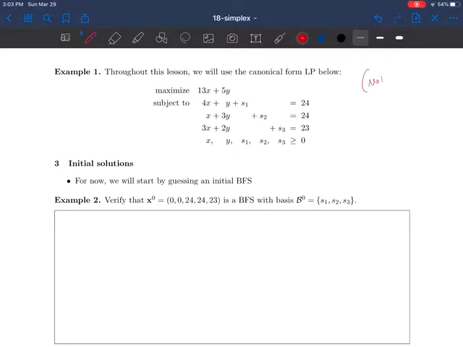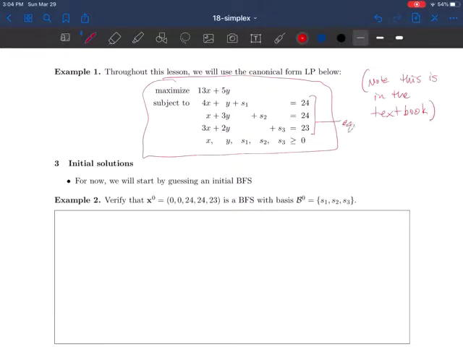Okay, through this lesson, we are going to be using the canonical form listed below. You should note this is in the textbook too, so you can look there as well for an additional way of thinking about this. We have this canonical form linear program. We know it's canonical form. It has all equality constraints and non-negative variables.